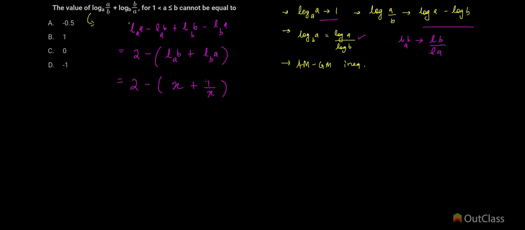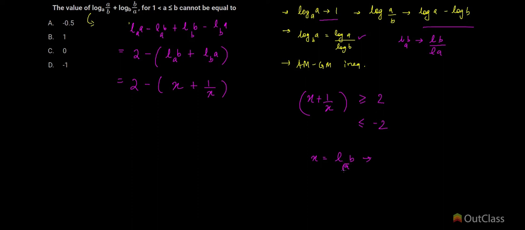Now here's the important part. We know that x plus 1 by x, because of the AMGM inequality, is either going to be greater than or equal to 2 or less than or equal to minus 2. Now using the options you can figure out that it has to be this, and then you can find the answer. But they have constructed this question very carefully in such a way that what is x? X is log of b to the base a.